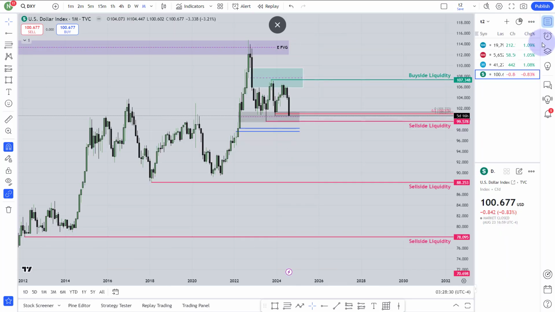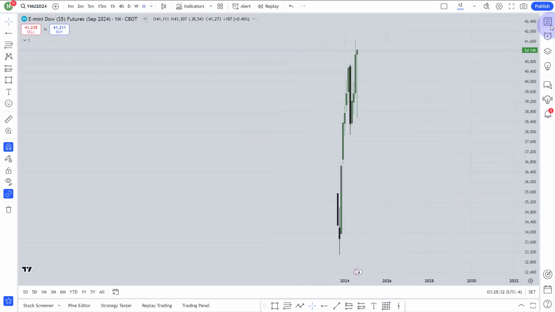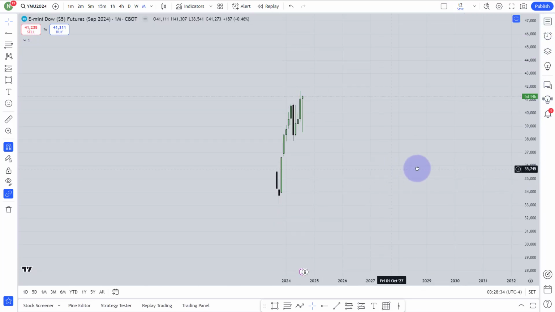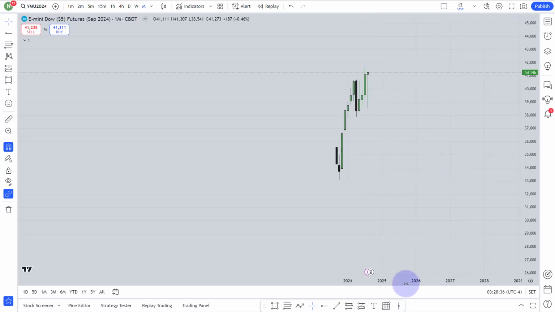So let's go. What is happening over there? First, I would love to go to Dow Jones. Okay. So over here, this is Dow. This is the monthly chart of Dow.